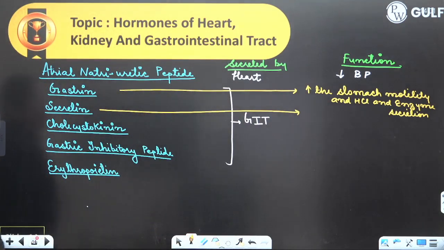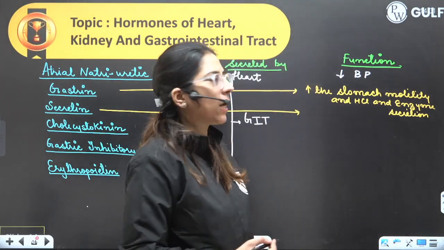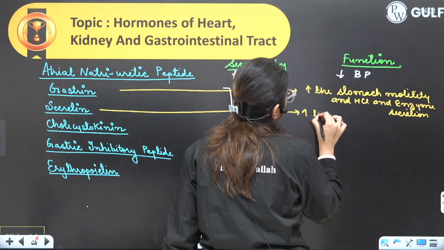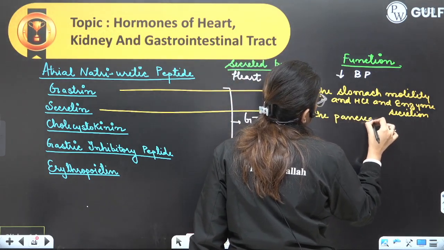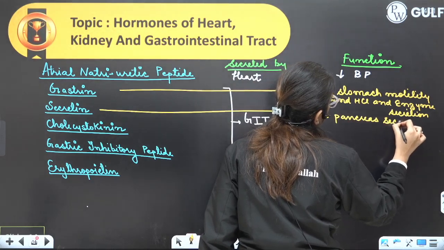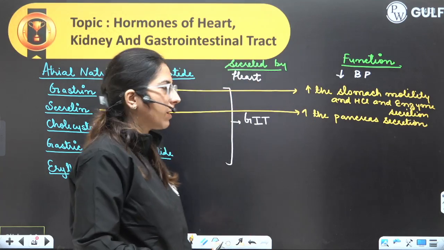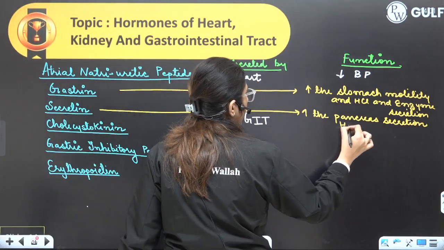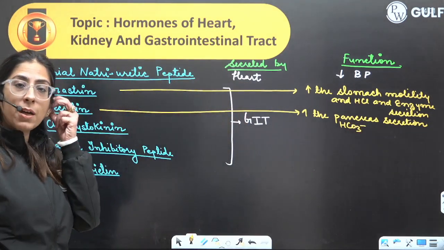Secretin is the one which is responsible for increasing the secretion of bicarbonate ion, or basically it enhances the pancreas secretion. I mean to say the enzyme secretion, bicarbonate ion secretion, etc. HCO3 negative I should write down here, so that they can neutralize the food coming from the stomach, which is acidic.